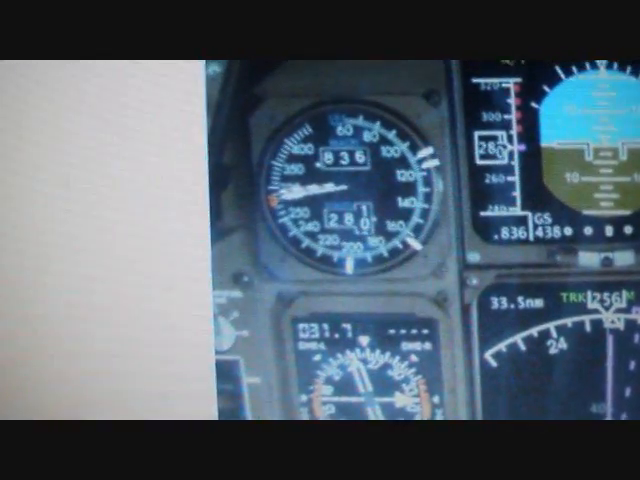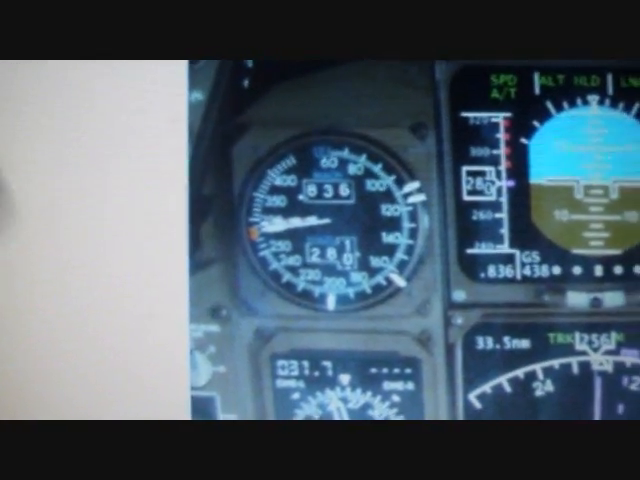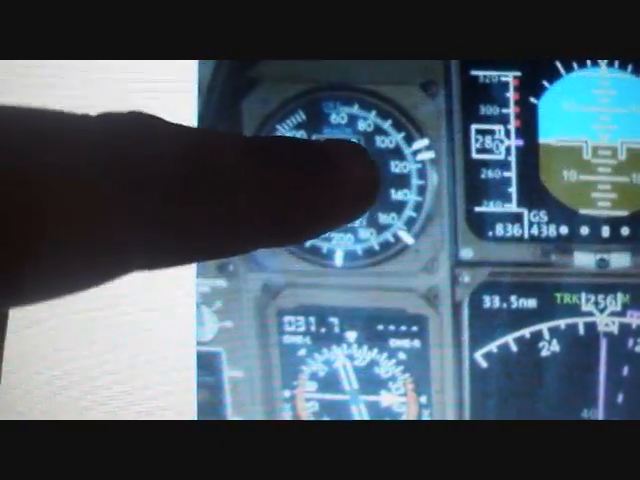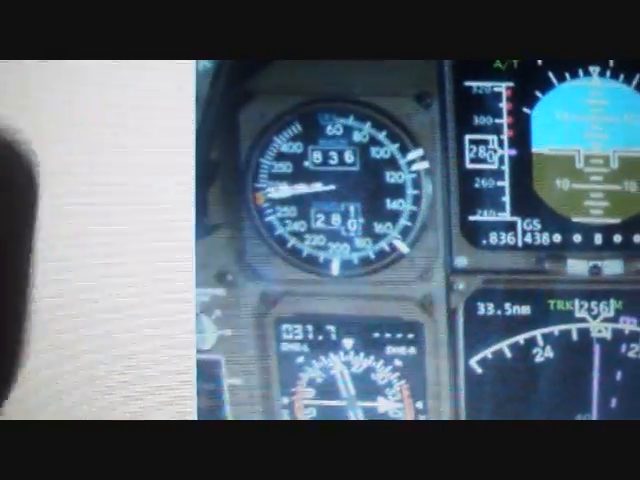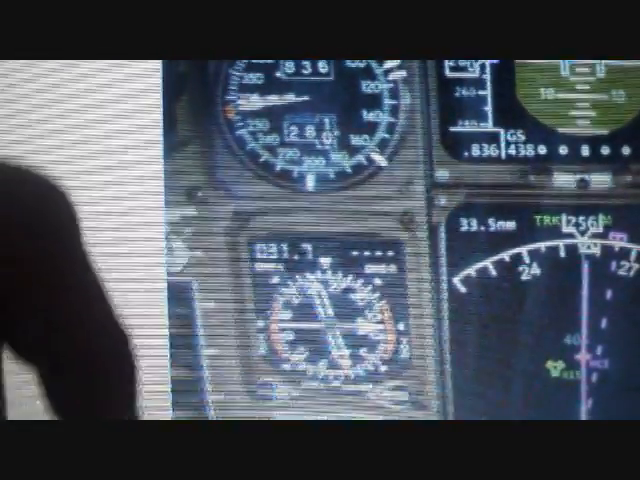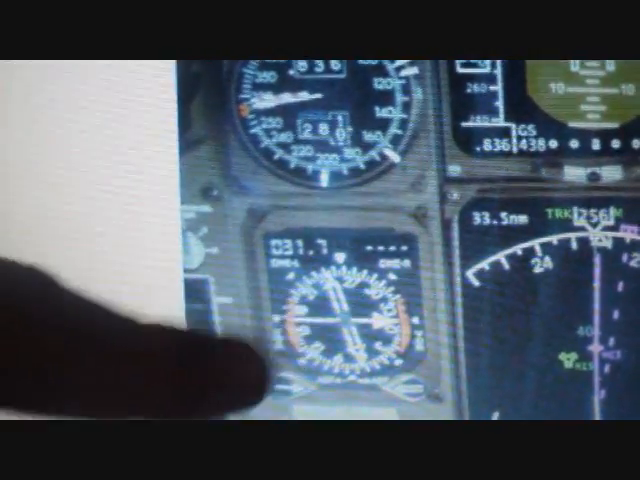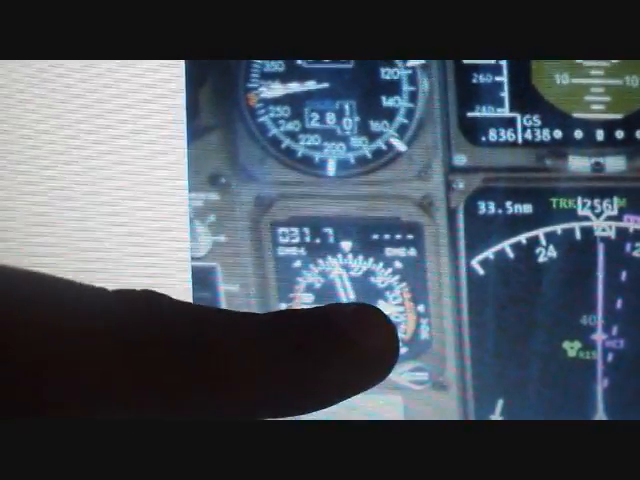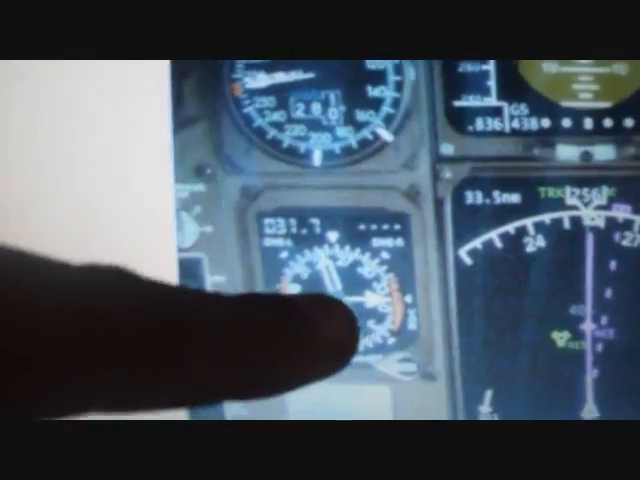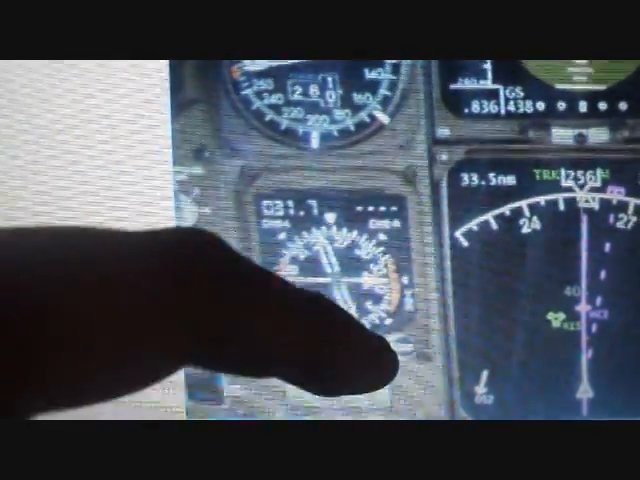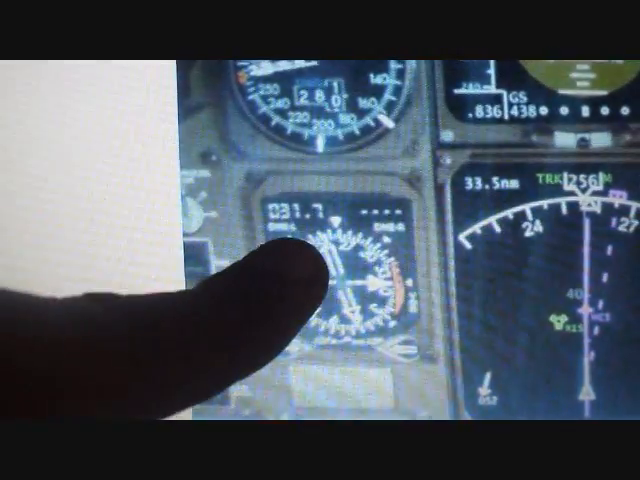This instrument is called the Mach airspeed indicator. And all it does is it shows the speed at which the aircraft is going through the air in Mach and in airspeed. Airspeed is always in knots for the aircraft. This is a dual RMI. This shows two different navigational aids in reference to the aircraft. So this one is showing that there's a nav aid behind us at 31.7 nautical miles.